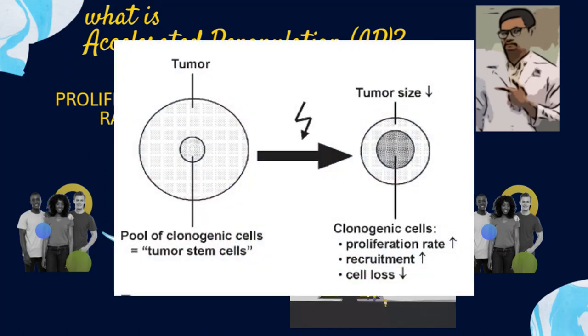All right, so here is a diagram of a picture of a tumor. In the center of the left picture, you see the tumor stem cell, which is actively proliferating and enclosed by a tumor cell that is not proliferating, not dividing. Once it is irradiated, the size changes. The stem cell becomes larger because it recruits more of the quiescent cells, while the outer layer of tumor that is not proliferating decreases because of cell loss. So this increases the repopulation of the tumor cell.